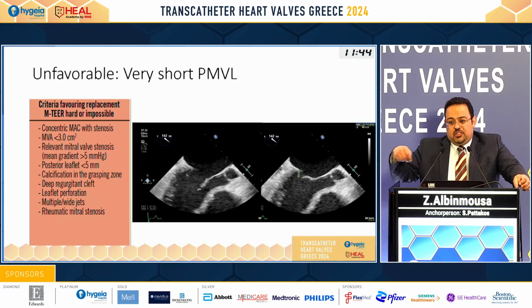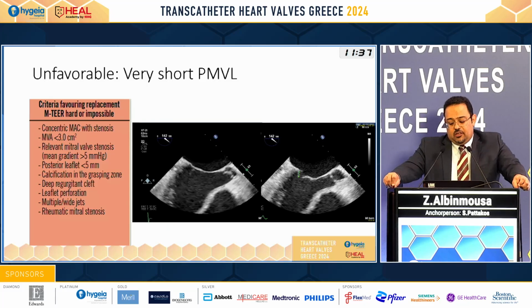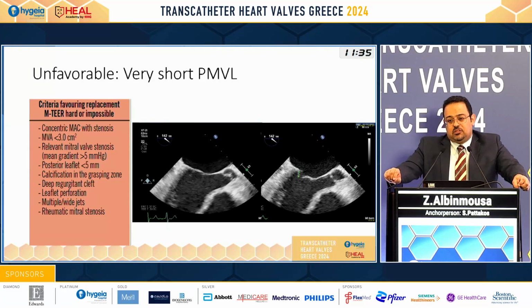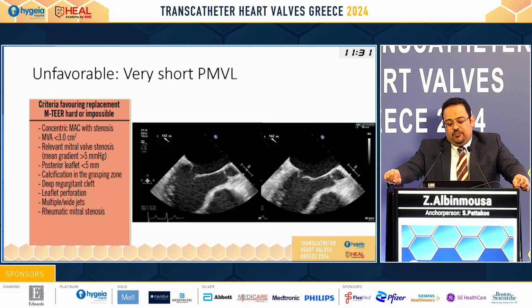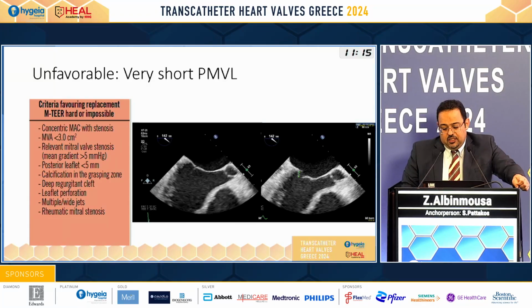A very short posterior mitral valve leaflet is a challenging condition, very short and difficult to grasp. And it's not only the length of the posterior mitral valve leaflet, it is also the shape of the leaflet. It's usually curvy, and this restriction makes grasping of the posterior mitral valve leaflet difficult and challenging for interventional colleagues.